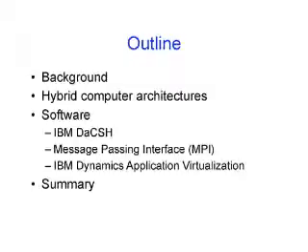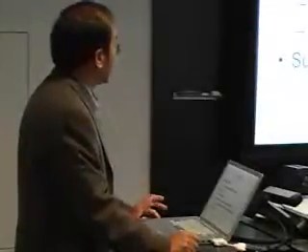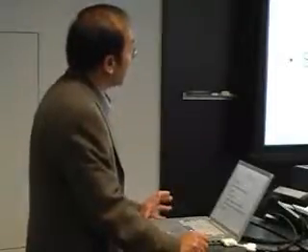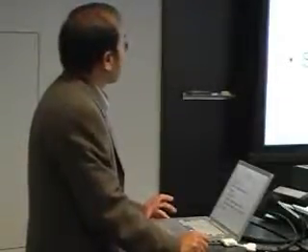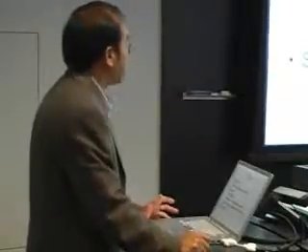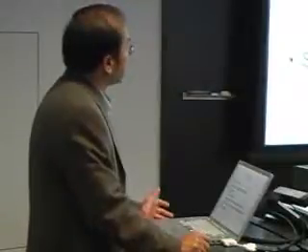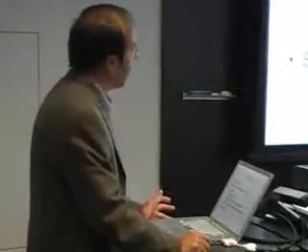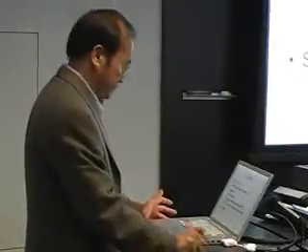I will first talk about the background behind this, then I will talk about the hybrid computing architecture. In particular, I will talk about the GPU and IBM Cell, because those two are the popular ones used as accelerators. Then I will talk about three software packages that can be used for this hybrid computing architecture. The first one is from IBM. The second one is really widely used in the high-performance computing community. And the third one is coming from the business sector, but we apply it to high-performance computing. And I will give you a summary.